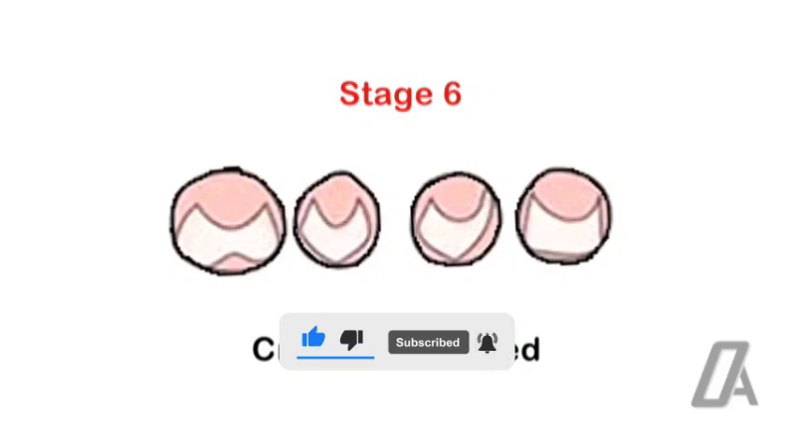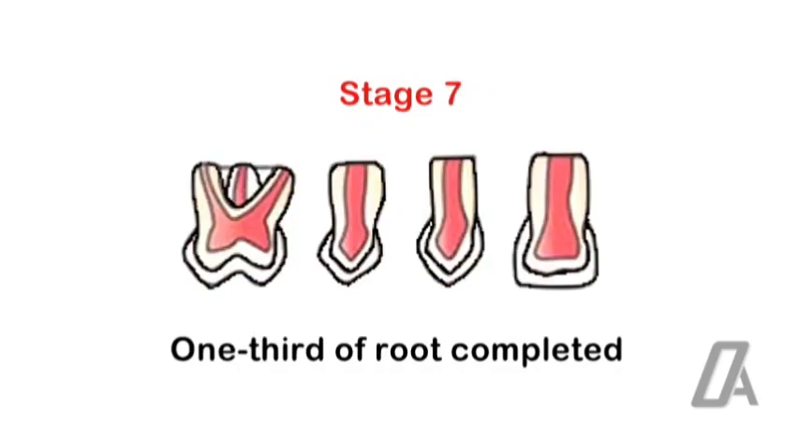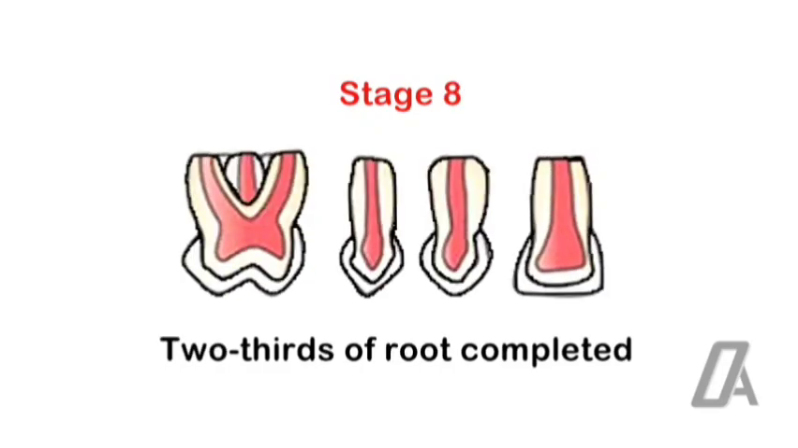Stage 6. Crown completed. The crown is fully formed. Now the root begins to develop. Stage 7. 1/3 of root completed. 1/3 of the root has formed beneath the finished crown. Stage 8. 2/3 of root completed. Root development continues, reaching about 2/3 of its full length.